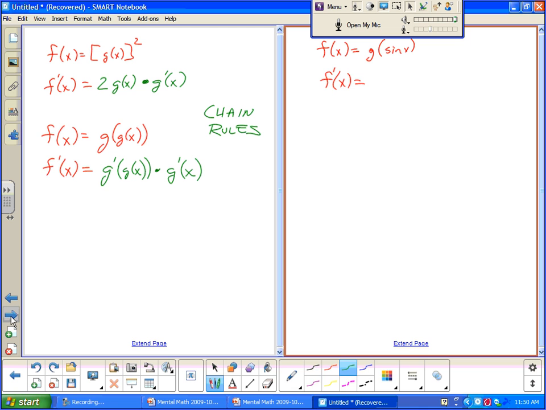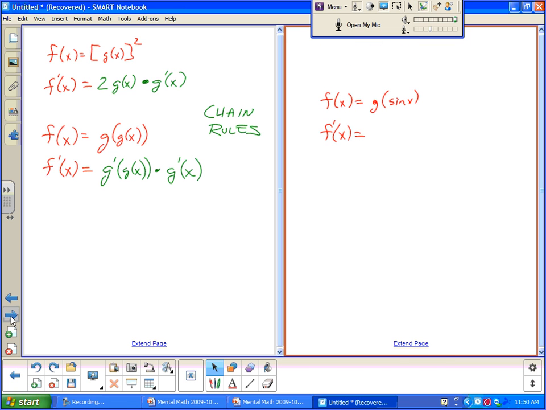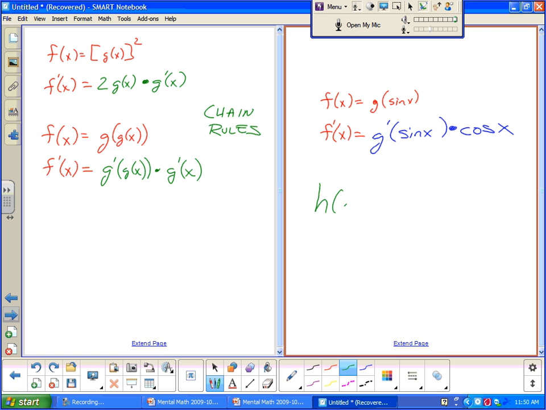And again, I can put trig inside these. This is a good way to test both, okay? So on the last one here, find the derivative of f of x if it equals g of sine of x. Well, again, the derivative of the outside is just g prime of sine of x, and the derivative of sine is cosine.